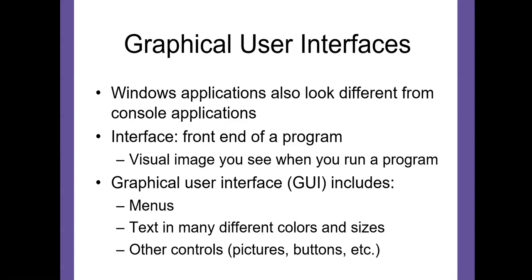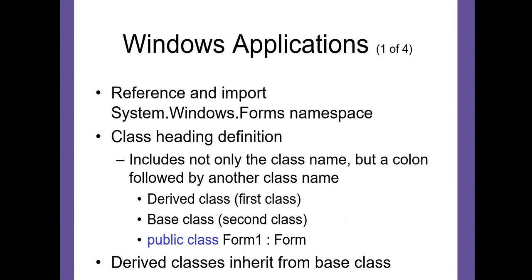However, a Windows application also looks different from a console application, which is obvious, right? From the interface, the graphical user interface includes menus, text in many different colors and sizes, and other controls like pictures, buttons, text boxes, labels, stuff like that.